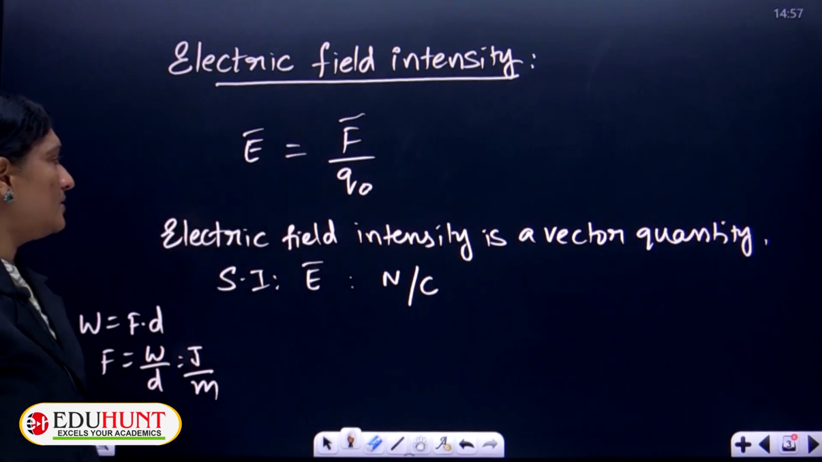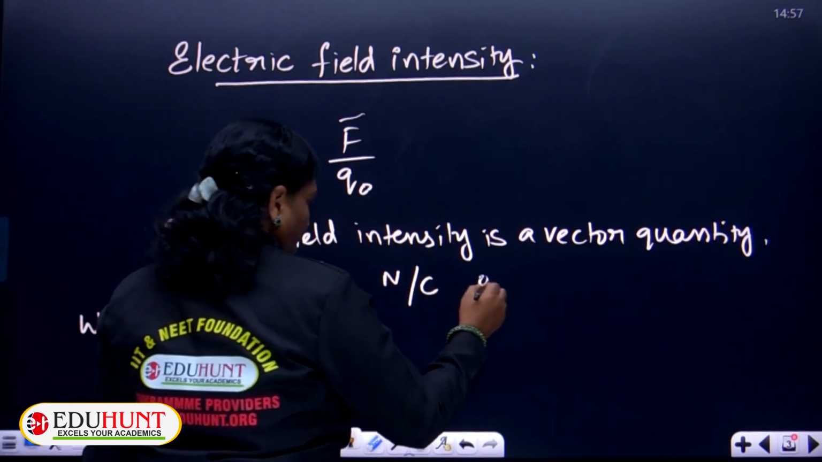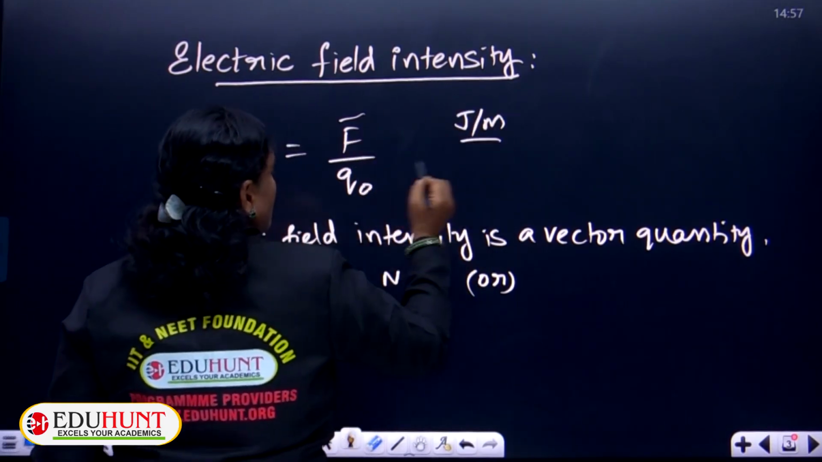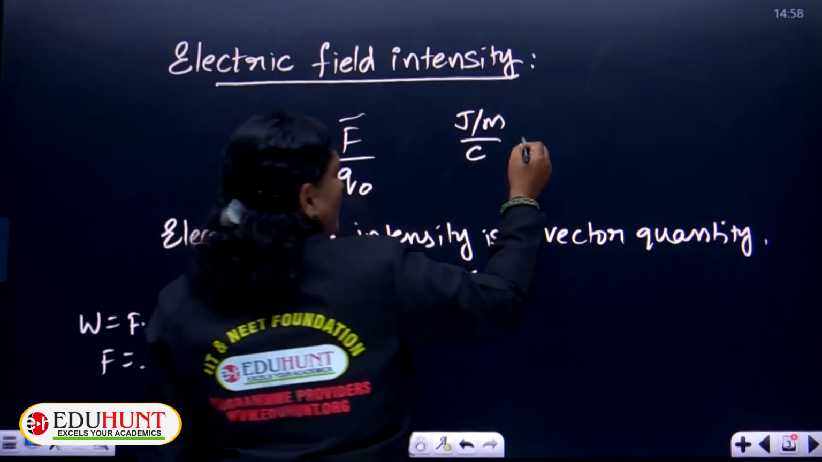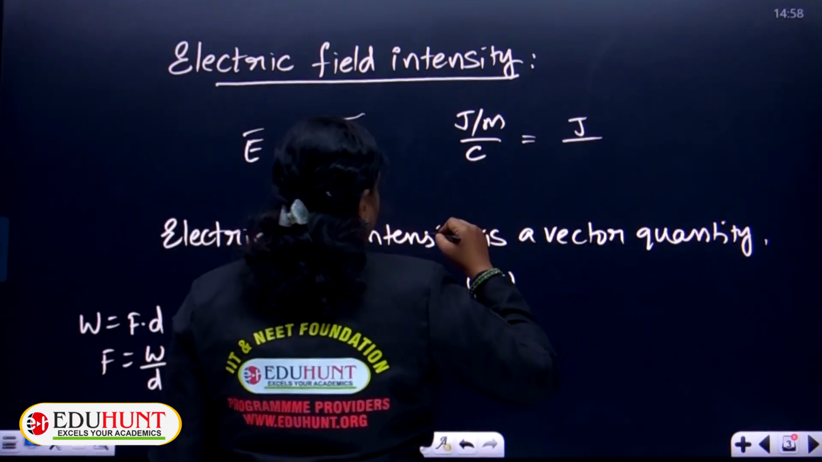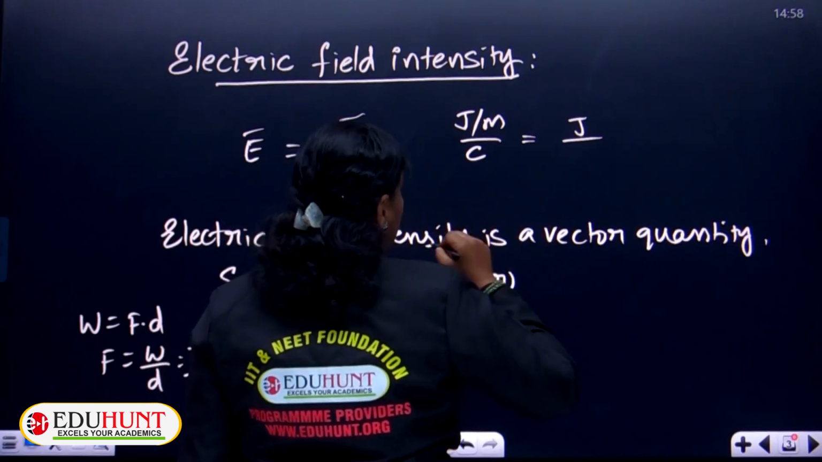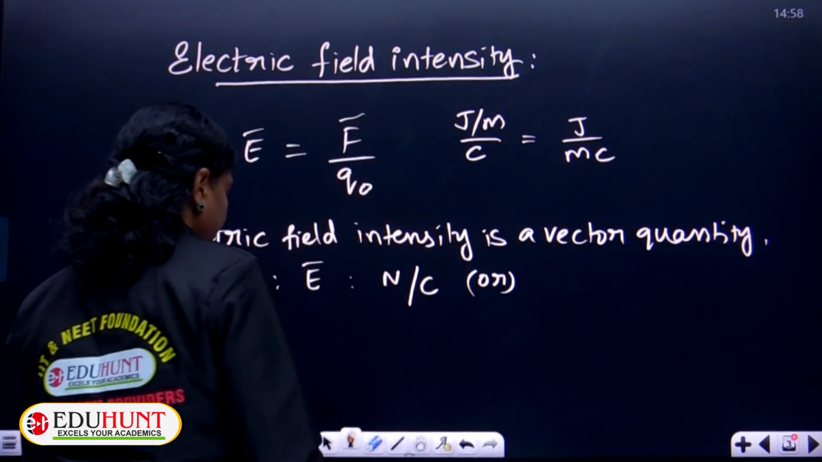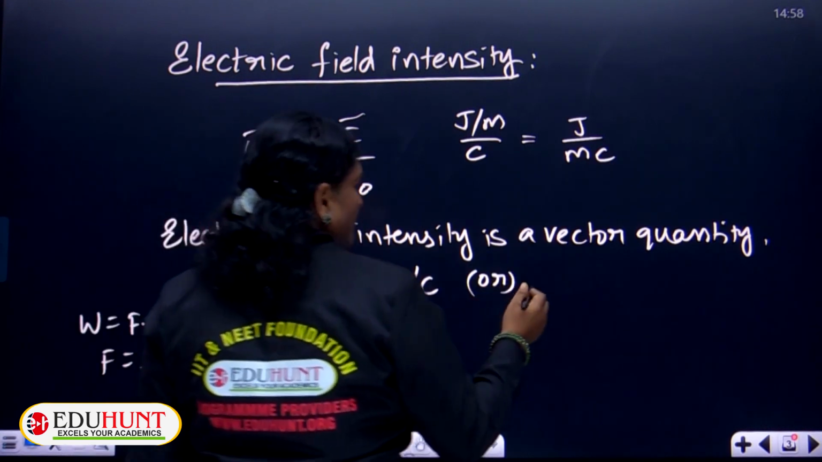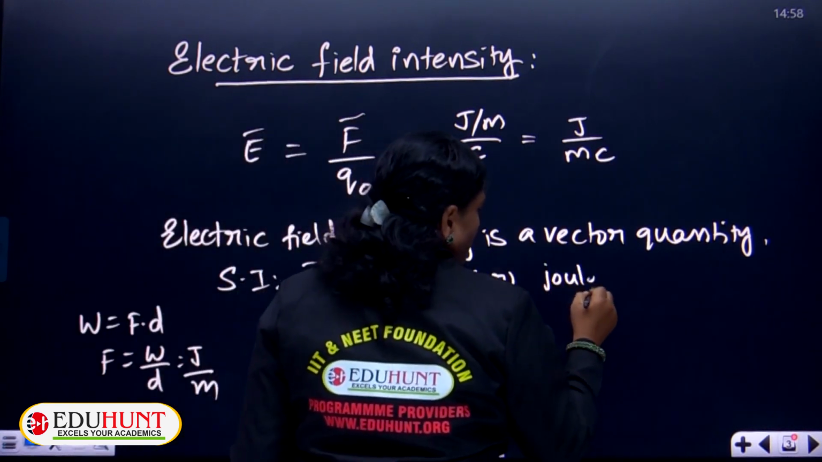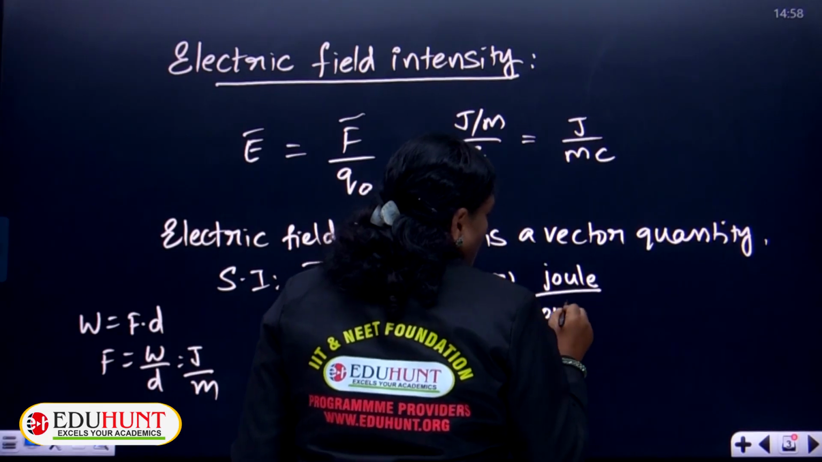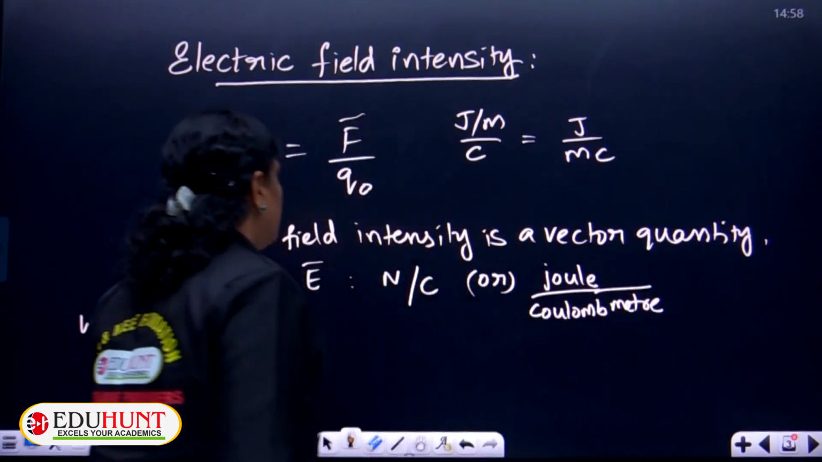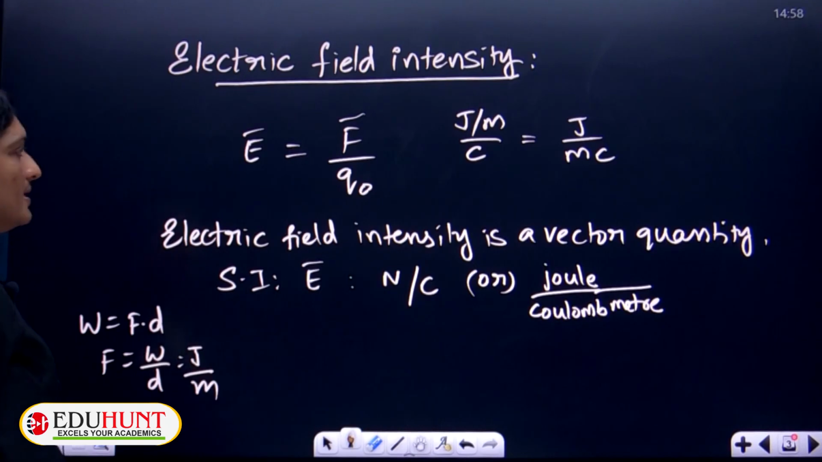So another unit of electric field: force is measured in joule per meter, and charge is measured in coulomb. So finally, the unit for electric field intensity is joule per meter coulomb, or joule per coulomb meter. This is another unit of electric field intensity in the SI system.